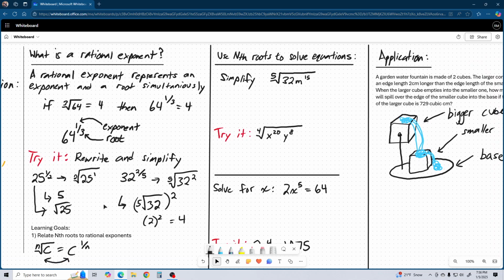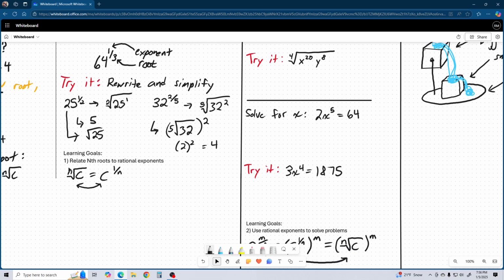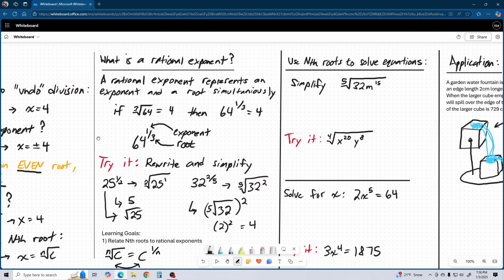So now we have to compare nth roots and rational exponents. So if we have a value c, and we're taking the nth root of c, that's the same thing as c to the 1 over n. And it's the same both ways, right? So in other words, if I have c to the 1 over n, that's the same as the nth root of c. And this is really the key component from the first part that we learned, right?